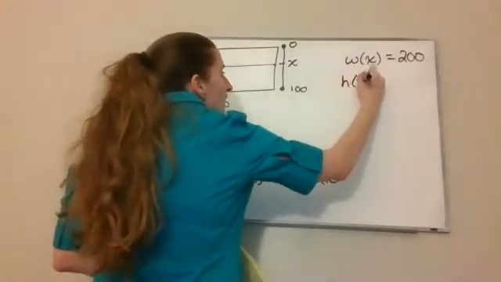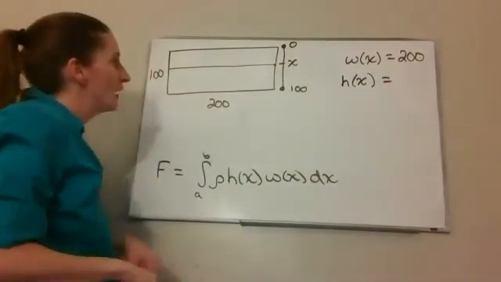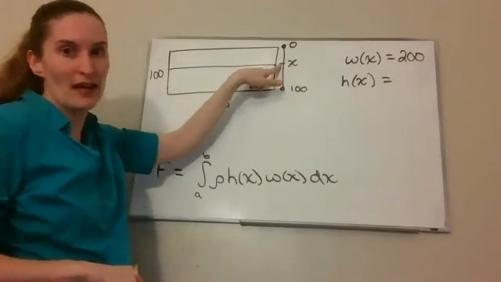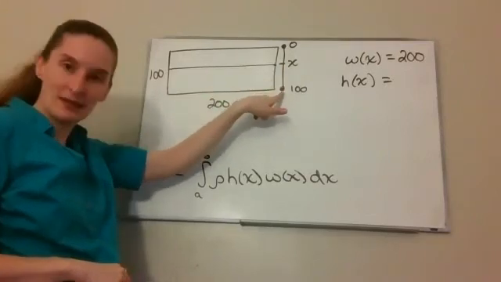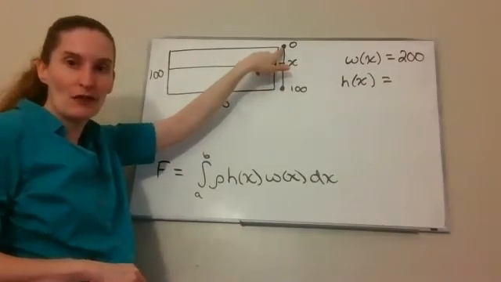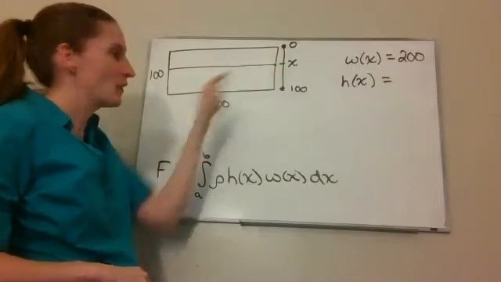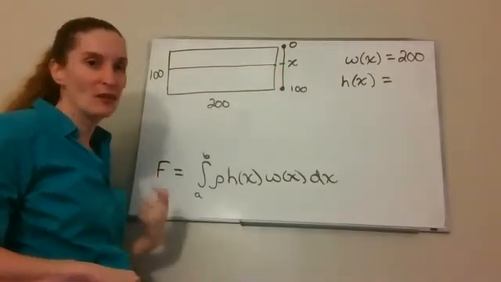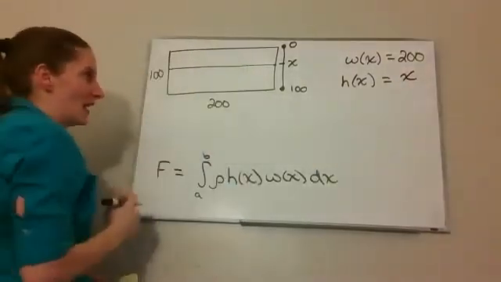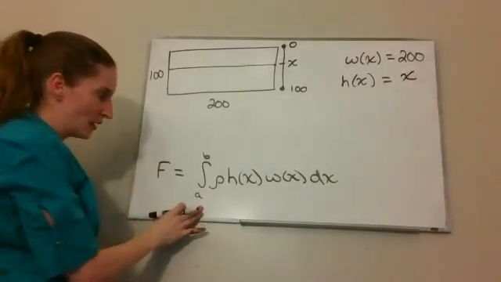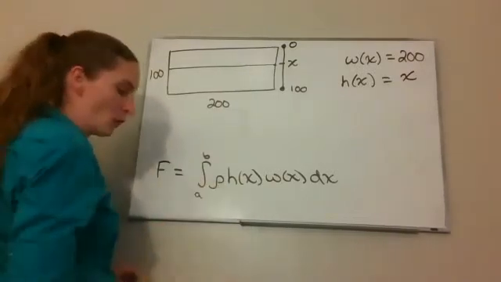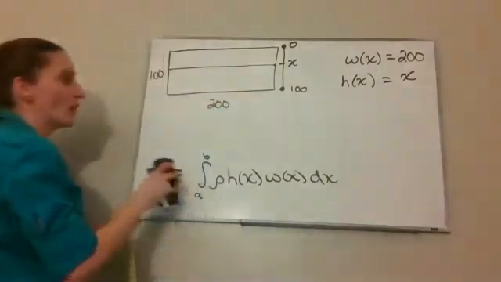Now, what is the depth? Well, what is the depth of this particular point here? It's going to be whatever x is. If x is chosen all the way at the bottom, it's a depth of 100. If it's chosen way at the top, it's a depth of 0. So whatever we choose in between 0 and 100, the depth is equal to x. So now I can just take that information, plug it into my formula, with a is 0, b is 100, and my rho is that weight density, 62.4, that they gave us.